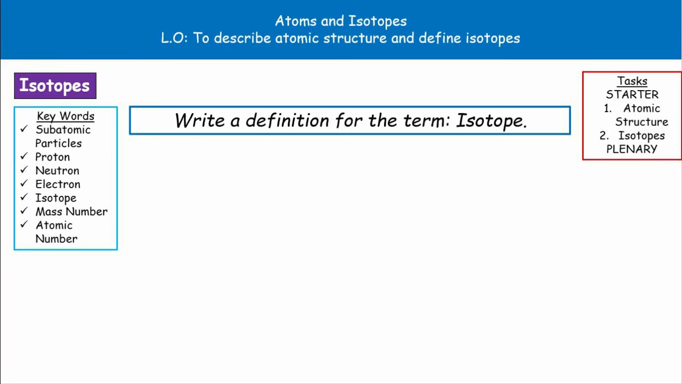So next question for you is I want you to write a definition for the term isotope. And again, this is something you have done in one of your early chemistry units. So in your books, what does isotope mean?